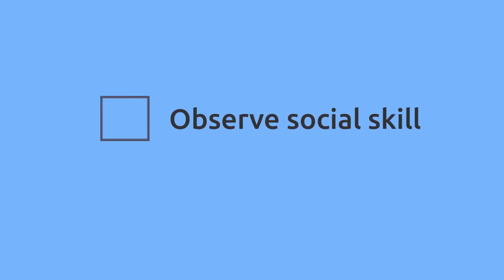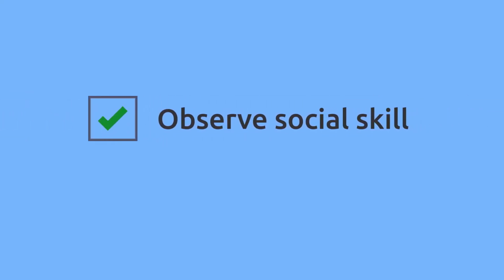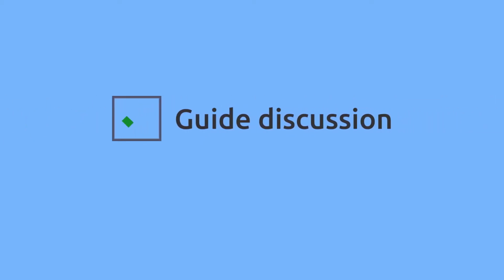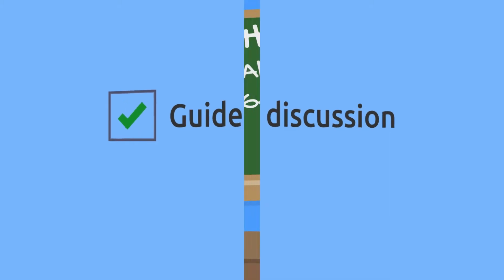PeerLearning.net will also support the teacher in observing for the targeted social skill. After the lesson, PeerLearning.net will guide the teacher and students in a discussion of what went well during the lesson and what could use improvement.